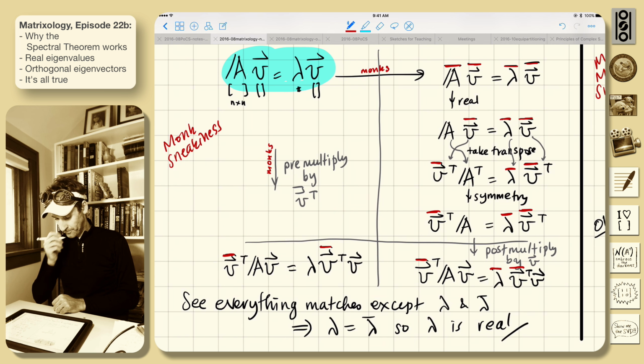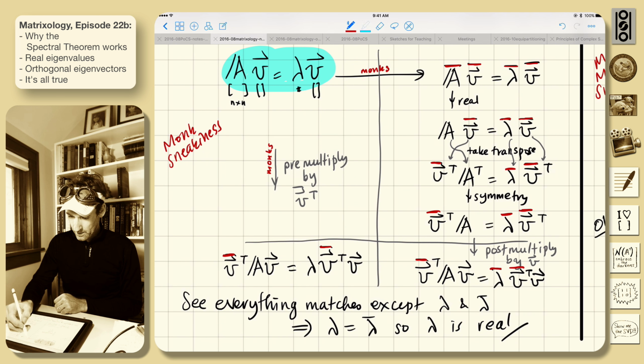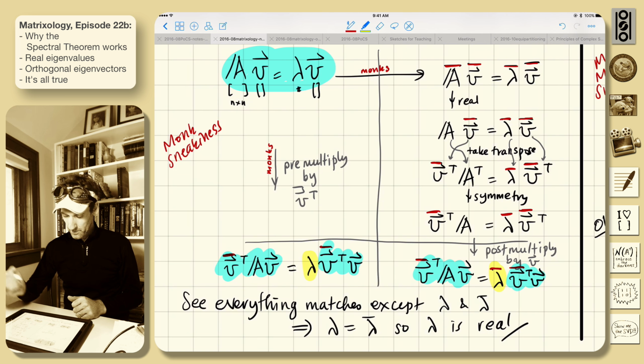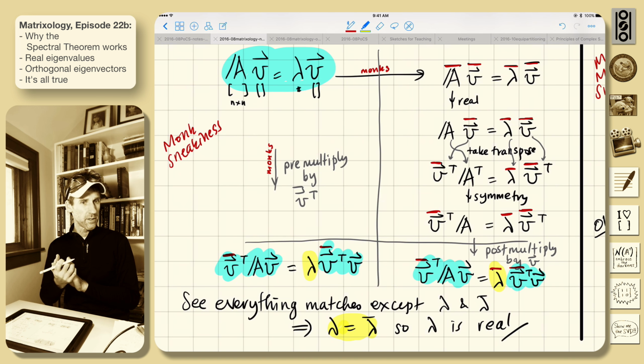Okay. So the right-hand sides look the same. This matches, and this matches. So we've taken two routes to get to the same place. The only thing that's different is lambda and lambda bar. So we see everything matches except this. So we have to have lambda equal to lambda bar. So lambda is real. If the complex conjugate of a number equals the number, it means it has no imaginary part.